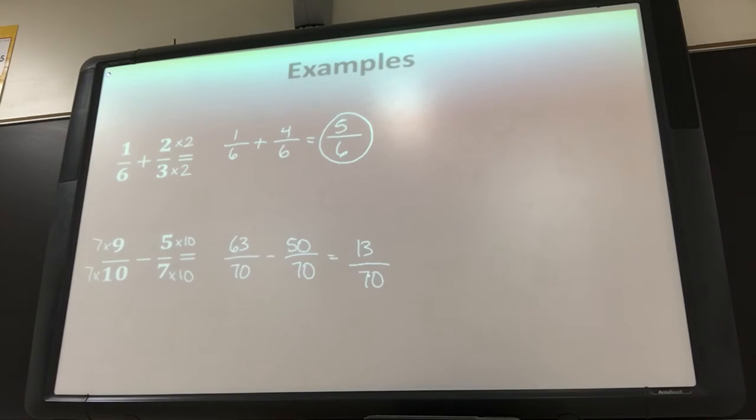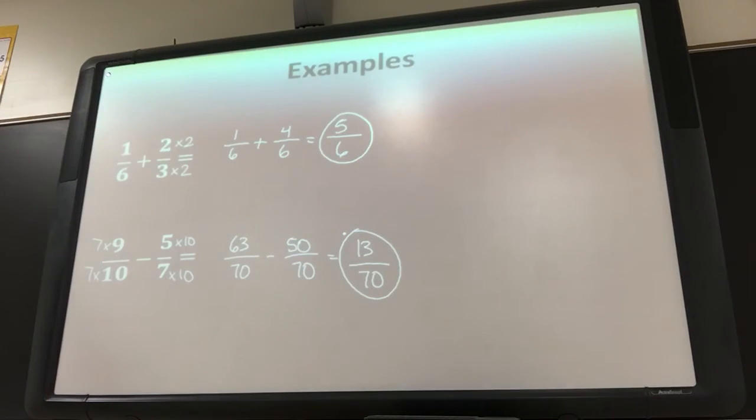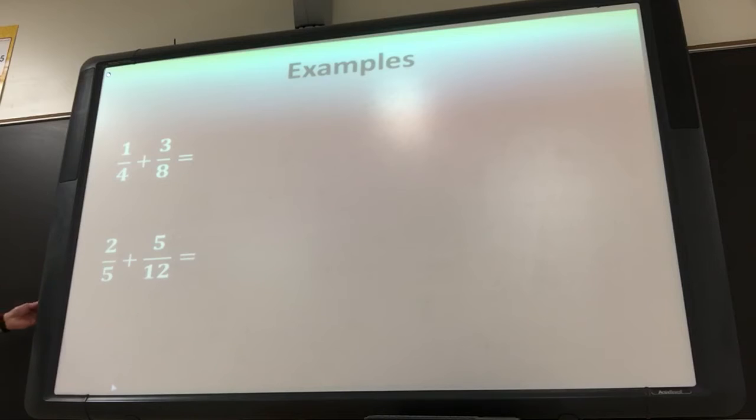And then, like I said, always look to simplify. Can 13 and 70 be divided by anything? No. Now, 13 can only be divided by 13, and 70 can't be divided by 13. So that's in simplest form. Okay, so you all go ahead and do the next two on your own.